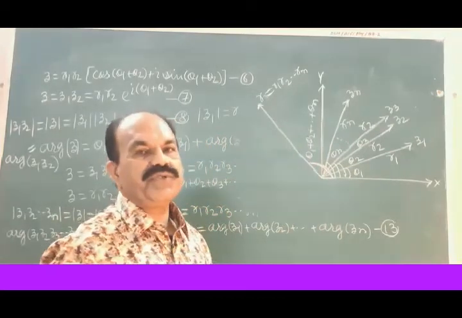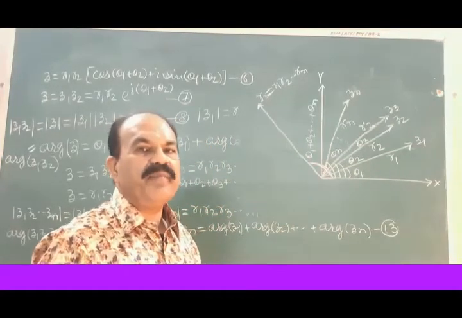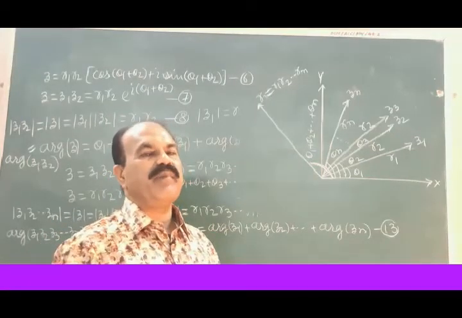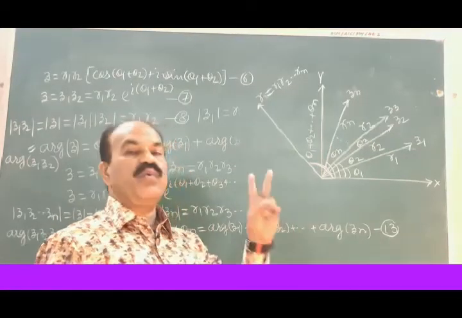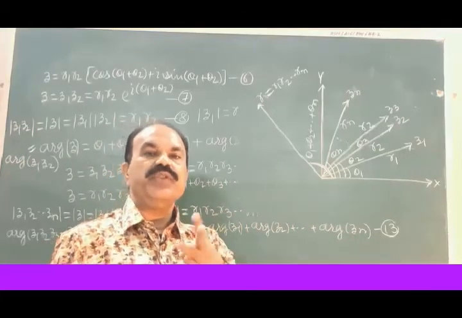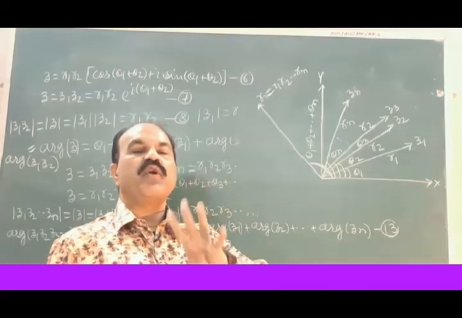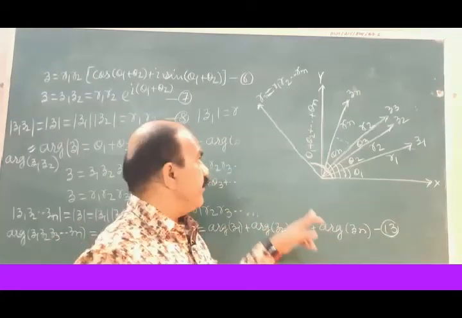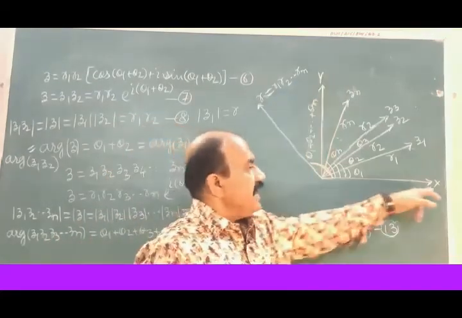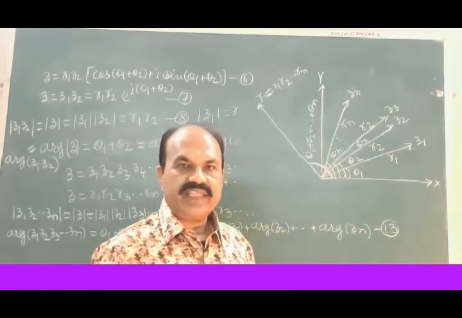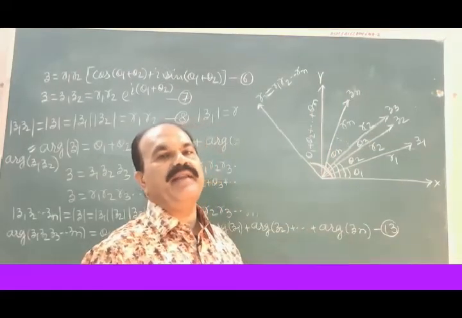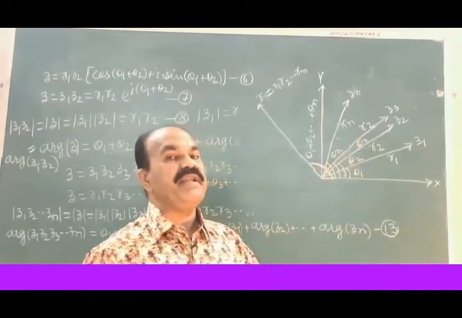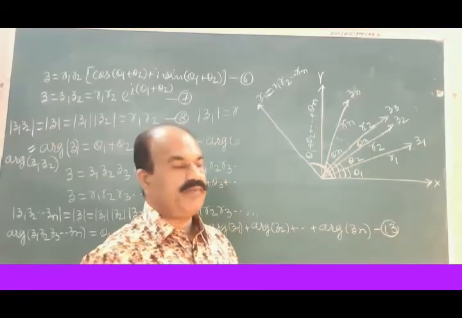This figure gives the graphical representation of product of n complex numbers. You can do this for two complex numbers, you can do this for three complex numbers, four complex numbers, and so on. Let me explain the figure. The XY plane is the Argand plane. Why? Because every point in this plane is represented by a complex number.